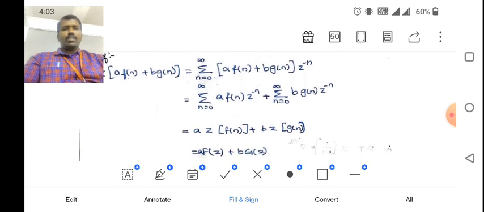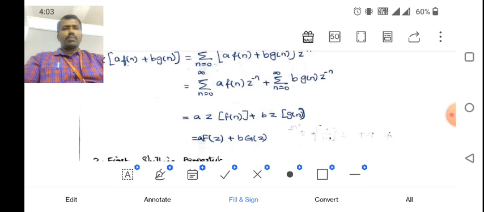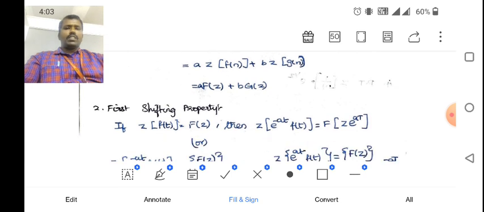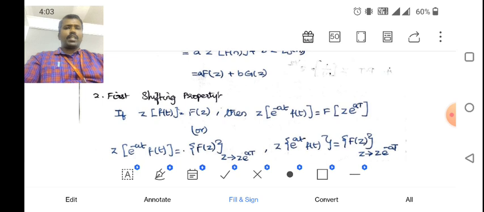Therefore, the Z transform of a f(n) plus b g(n) equals a F(z) plus b G(z). This one is the linear property. Second one, first shifting property.